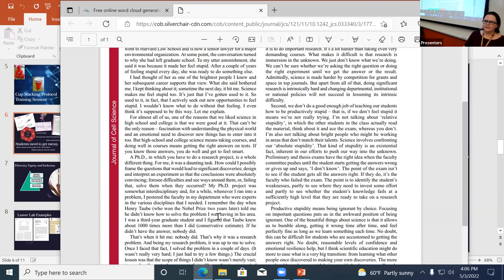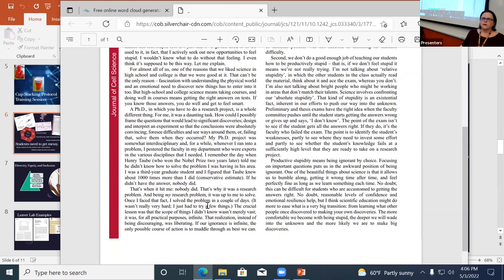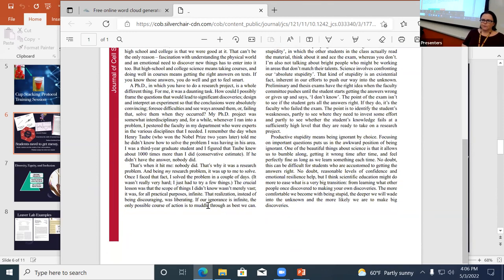Preliminary and thesis exams have the right idea when the faculty committee pushes until their student starts getting the answers wrong or gives up and says, I don't know. The point of the exam isn't to see if the student gets all the answers right. If they do, it's the faculty who failed the exam. The point is to identify the student's weaknesses, partly to see where they need to invest some effort, and partly to see whether the student's knowledge fails at a sufficiently high level that they are ready to take on a research project. Productive stupidity means ignorant by choice.